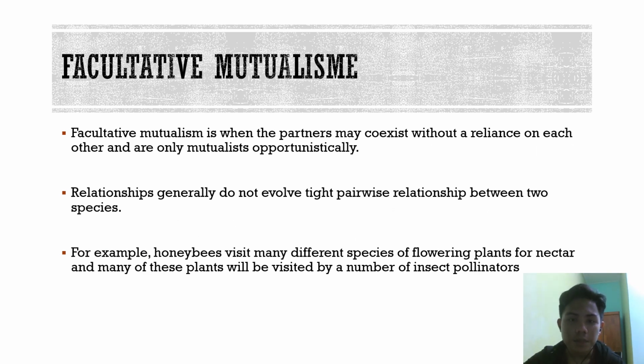Facultative mutualism is when the partners may coexist without a reliance on each other and are only mutualists opportunistically. Relationships generally do not involve a tight pairwise relationship between two species. As an example, honeybees visit many different species of flowering plants for nectar, and many of these plants will be visited by a number of insect pollinators.